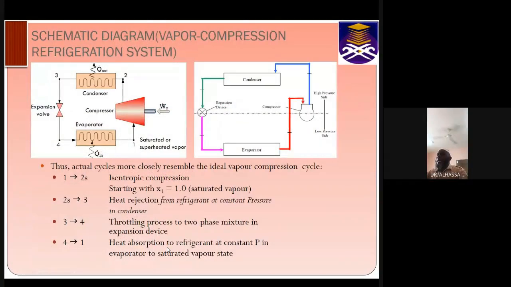Now, the schematic diagram for the vapor compression refrigeration cycle is given by this. Before, we had the Carnot refrigeration cycle. After making the modification, the device is given a new name: the vapor compression refrigeration cycle. So it is no longer the reverse Carnot cycle. Now, what is the main difference between the vapor compression refrigeration cycle and the reverse Carnot cycle?